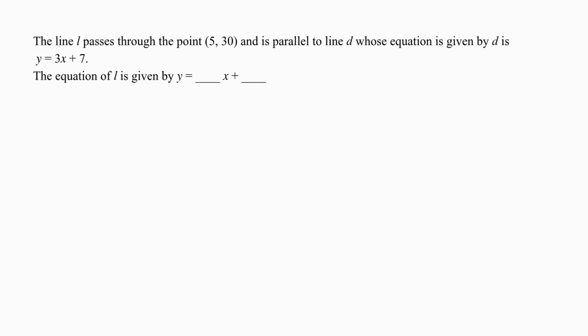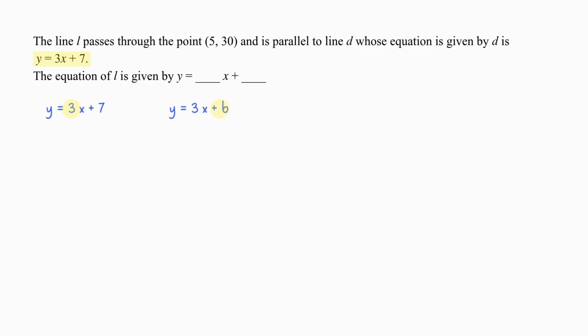Here is how to solve the question step by step. Find the slope of the given line. The equation of line D is y equals 3x plus 7. The slope is the number attached to x. Here the slope is 3. Start the new equation. We know the new line looks like y equals 3x plus b. We just need to find the missing b.